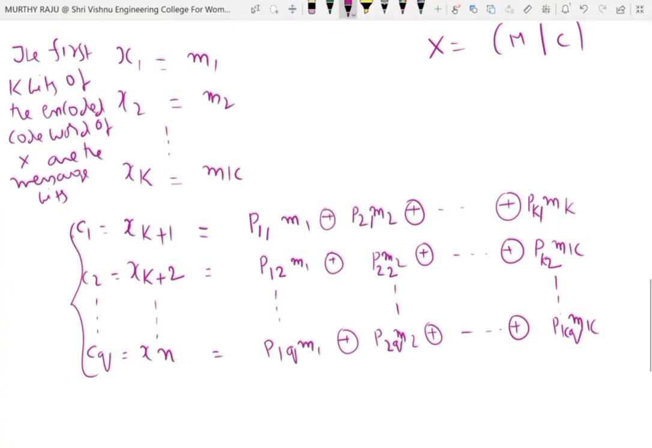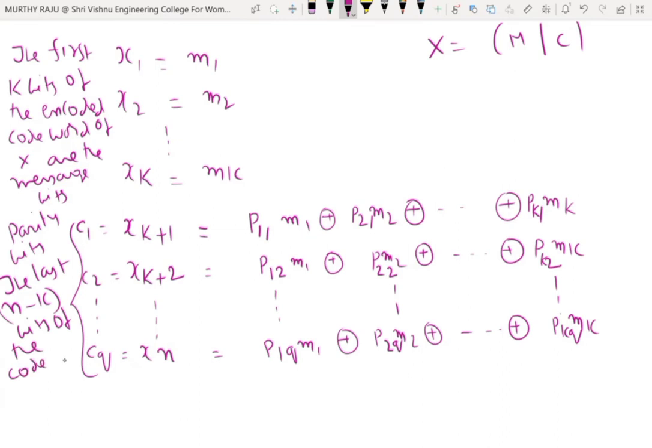These are parity bits. Parity bits are nothing but the last n minus k bits of the code word capital X. The parity bits.